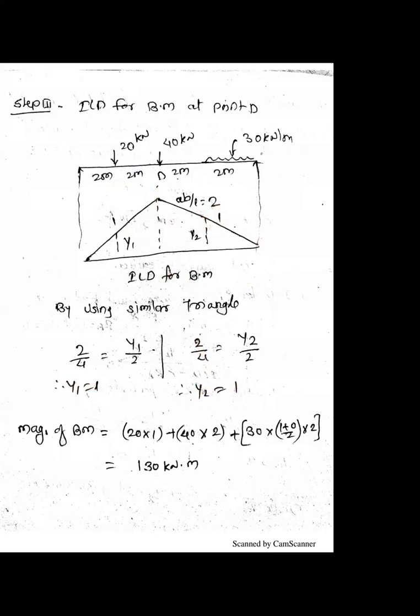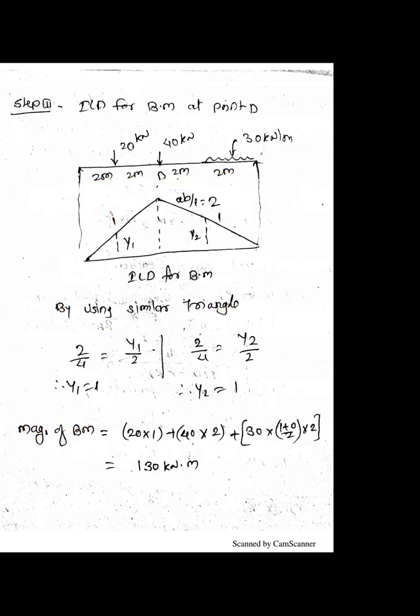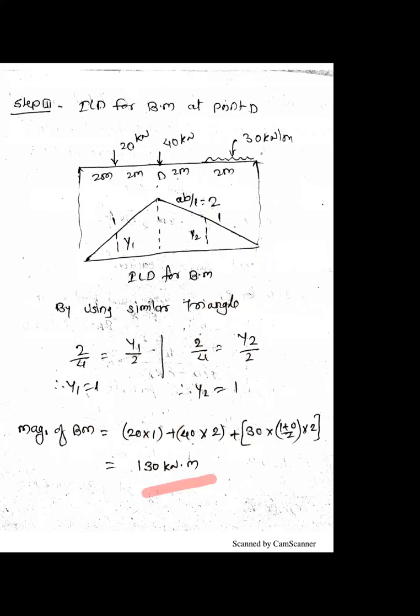Again, now write down, here is 1, here is 1. Okay, now this is the complete ILD for bending moment. Then the magnitude of bending moment: again same procedure, load into coordinate. 20 into y1, 40 into this coordinate 2. Now 20 into y1 is 1, 40 into 2. Again 30 is the intensity of the UDL. Average between 2 points: here is 1, here is 0. So 1 plus 0 divided by 2 into length of UDL. Length of UDL is 2 into 2. Okay, then we get bending moment 130 kilonewton meter.